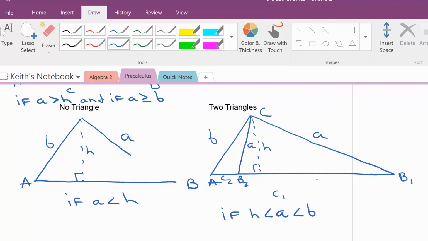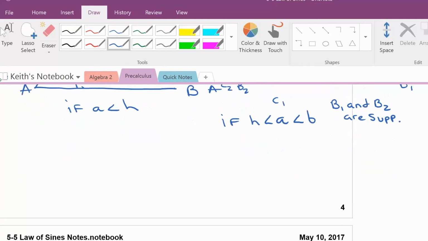And what you notice is because these two sides are the same, and this is angle B1, this is also angle B1, but this would be B2. So angle B1 and B2, the first B triangle and the second one, are going to be supplementary. If there are two triangles, the two angle B's, the two angles opposite the angle you know, would be supplementary. So there would be two triangles.